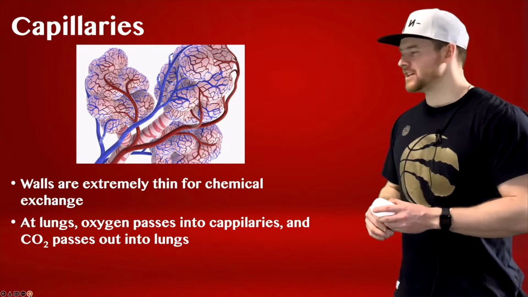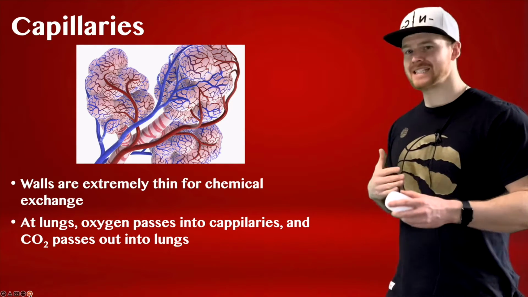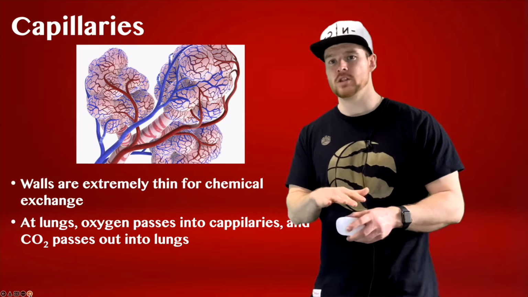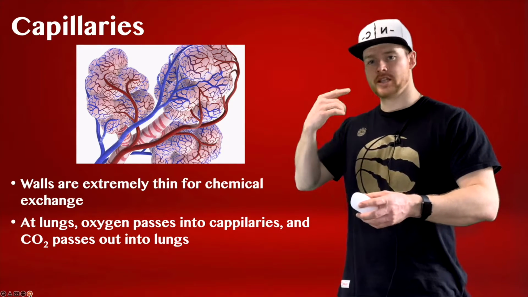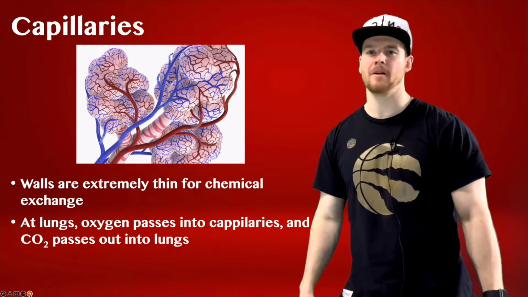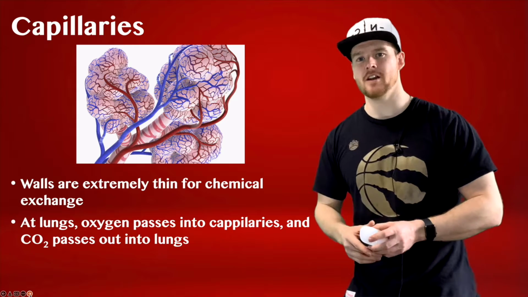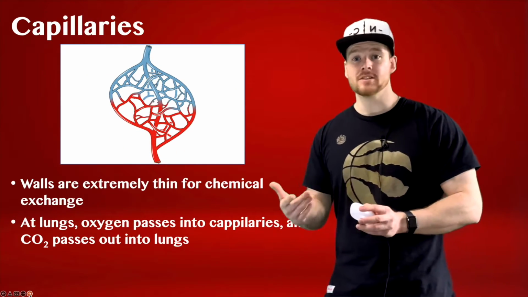And at the lungs, we're going to have oxygen passing through into the blood, so from our lungs into the blood, and then we're going to have CO2 from the blood passing out into the lungs. So we breathe in, the oxygen goes in, CO2 goes out, and then when we exhale, the CO2 is released from our lungs, and that system is going to keep repeating. In the muscles, it's just the opposite.